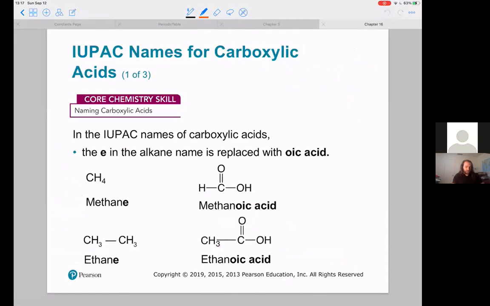In terms of how we name it, we're going to be using the suffix oic acid to name our carboxylic acids, right? So if we have a one carbon carboxylic acid, if it was just an alkane, that would be methane. For a one carbon carboxylic acid, we're going to replace the E with oic acid, so methanoic acid. Likewise, if it's two carbons, that would be ethanoic acid. Again, dropping that E and replacing it with this new suffix for carboxylic acids, oic acid.